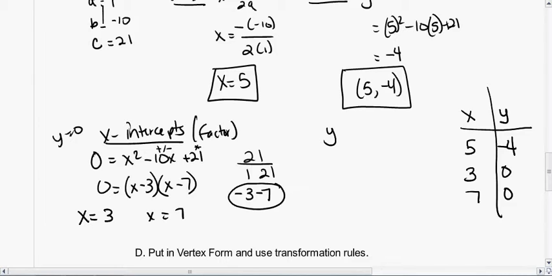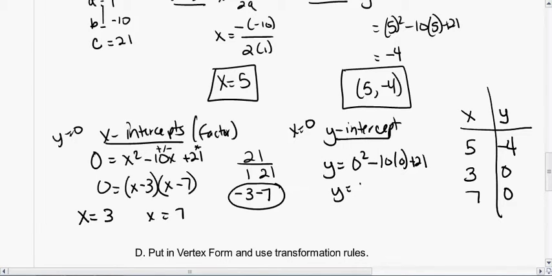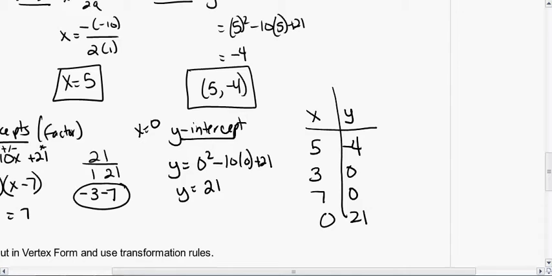Let's find a y-intercept. To find the y-intercept, I want x to be equal to 0. So I'm going to plug in 0 wherever there's an x: 0 squared minus 10 times 0 plus 21. I'm just plugging 0 in for x, which leaves us with y being equal to 21. So when x is 0, y is 21. Now we really have enough information to get a pretty good sketch.